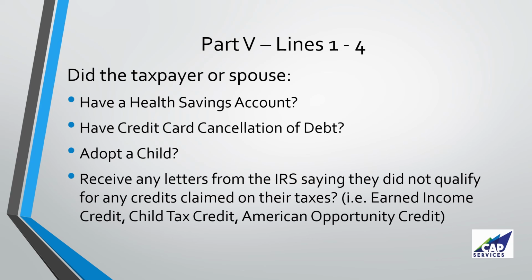Part 5, lines 1 through 4, life events. Do the taxpayer or spouse have a health savings account? Did they have credit card debt canceled? Did they adopt a child? Did they receive any letters from the IRS that said they did not qualify for credits they had claimed on their taxes, such as the Earned Income Credit, the Child Tax Credit, or the American Opportunity Credit? If yes, we will want to see the letters if possible and need to know the year.